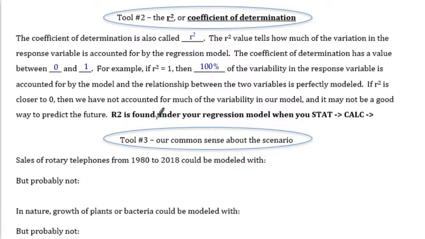And again, we found that when we ran our regression model, when we did the stat calc, and we picked a regression model, and we hit enter, enter, enter, at the bottom of that list was an R squared value. That's our coefficient of determination.